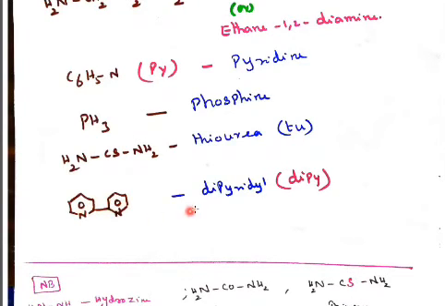Two pyridines together are called dipyridyl. They are called DIPY. DP, for example, DP road. Imagine DIPY.